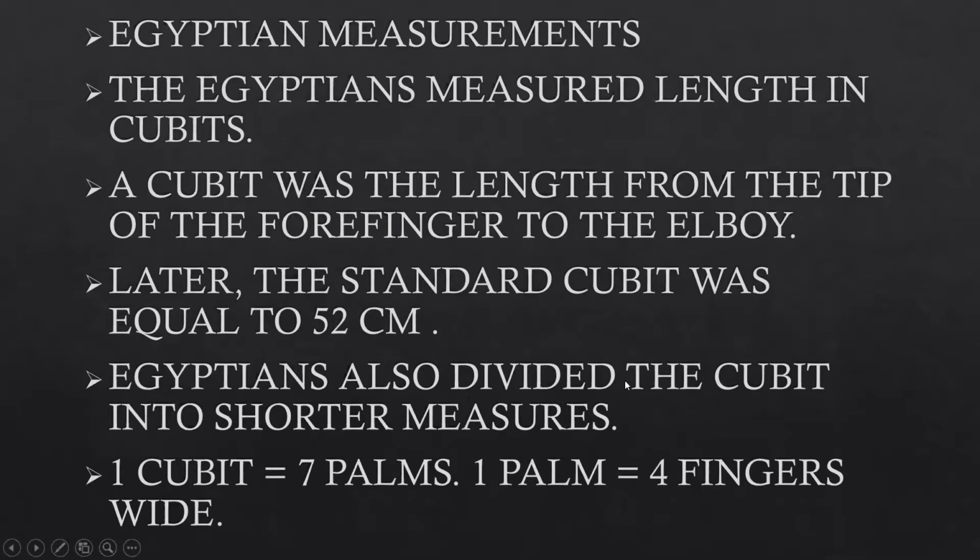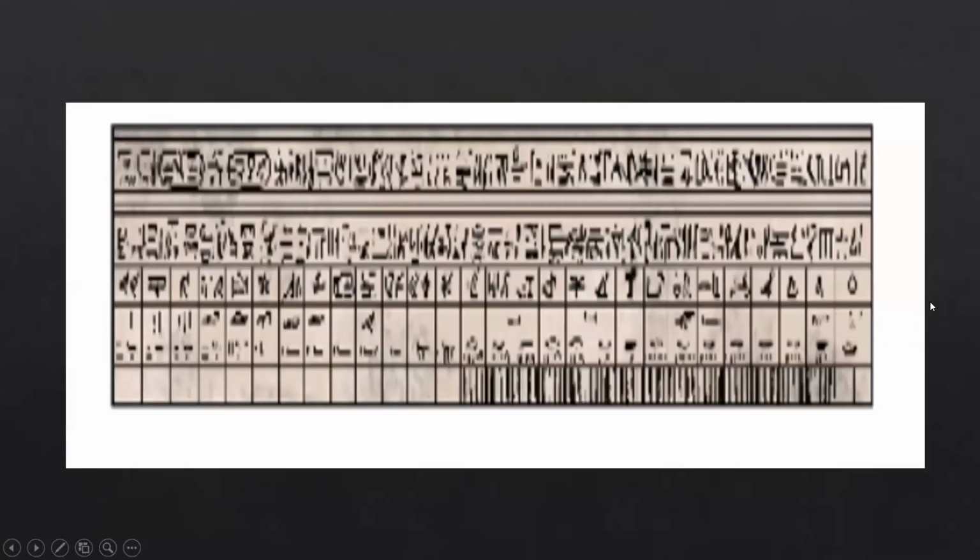The Egyptians also divided the cubit into shorter measurements so that we can measure things that are a bit smaller than the length of 52 centimeters. So one cubit would be 7 palms and one palm would be 4 fingers wide, right? It was give or take from one person measuring to another, because we are not all the same length in terms of our limbs and so on. So there's just a picture of what a ruler looked like, and how far these centimeters or cubits were from one another.